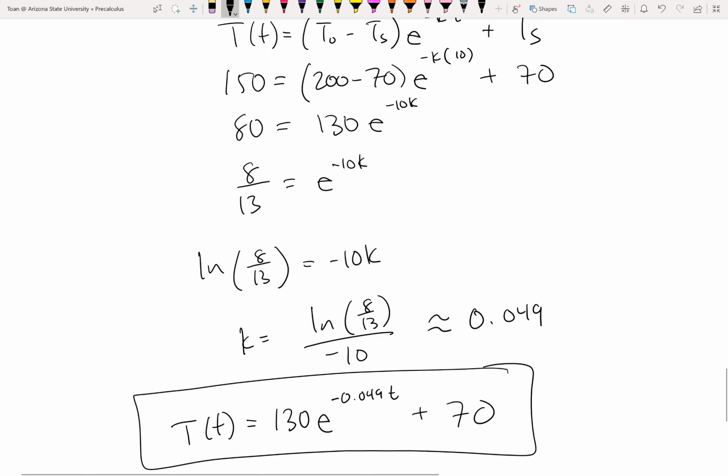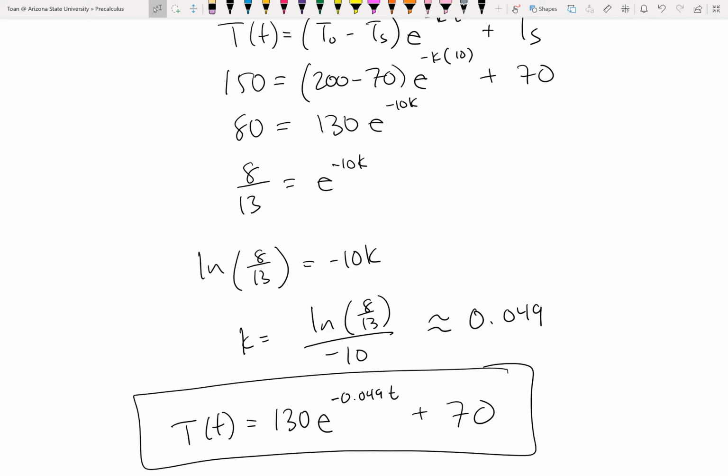So if you want to try this out on your own, get a cup of coffee at a temperature of 200 degrees, go into a room that's 70 degrees, just let it sit there for however many minutes you want, and then this formula will predict its temperature. So there you go. It's a nice way to kill a couple of hours on the weekend.